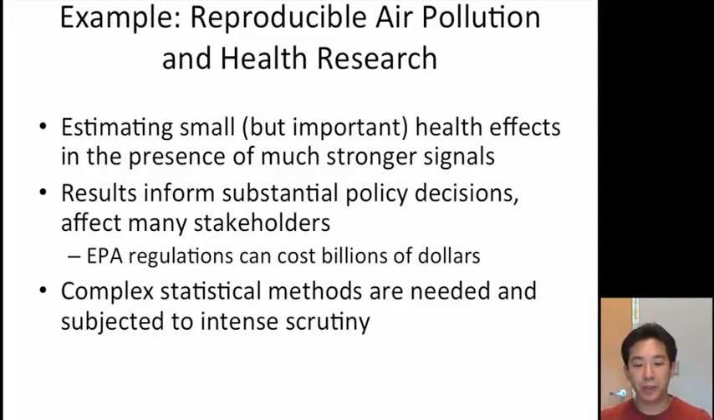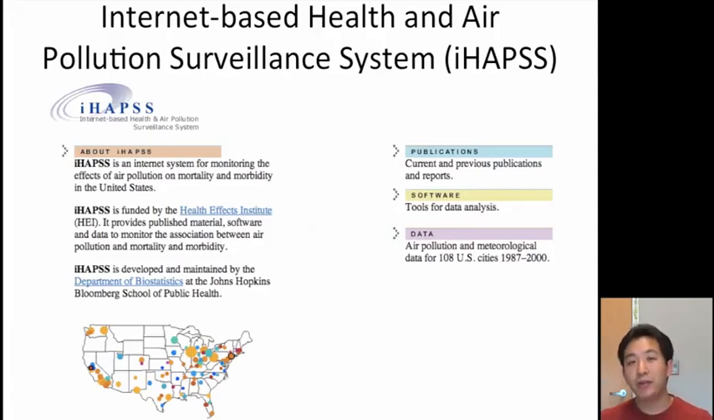And so one of the things that we've done here at Johns Hopkins is to create what's called the Internet-Based Health and Air Pollution Surveillance System, where we make a lot of our data available, we make a lot of our statistical methods in the form of R code available, so that they can be examined and the data and many of the results that we produce can be reproduced by others.